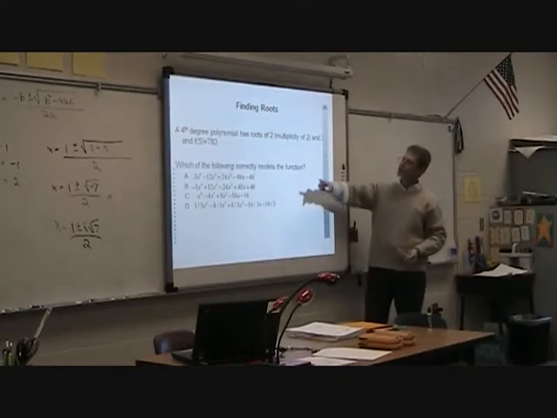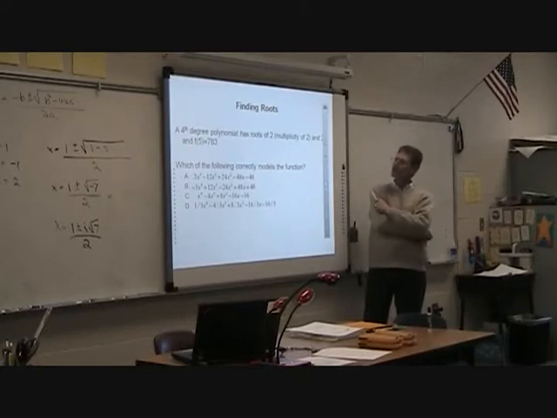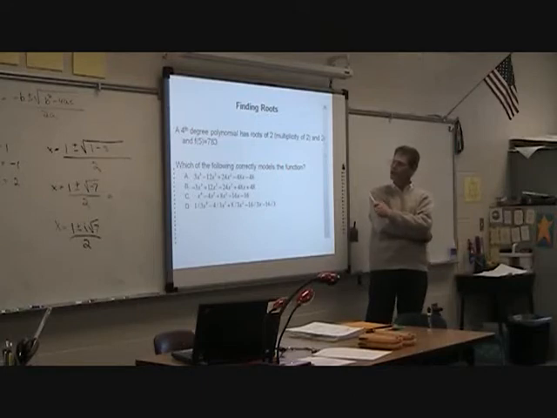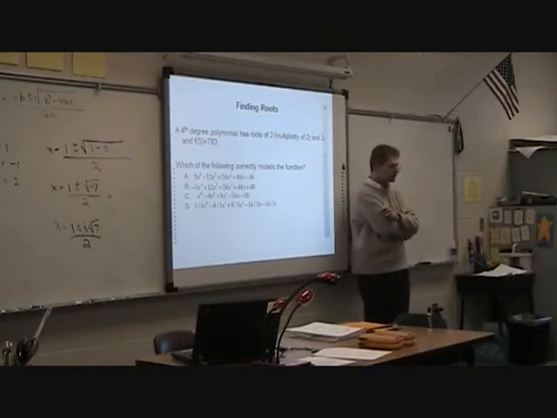All right, so you've got a fourth degree polynomial that has roots of 2 with a multiplicity of 2, and f of 5 is equal to 783. Which of the following correctly models the function?